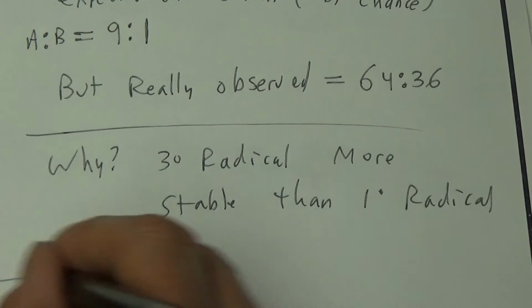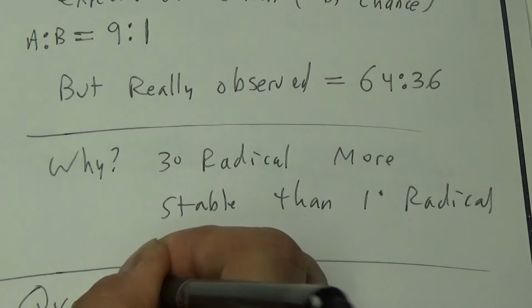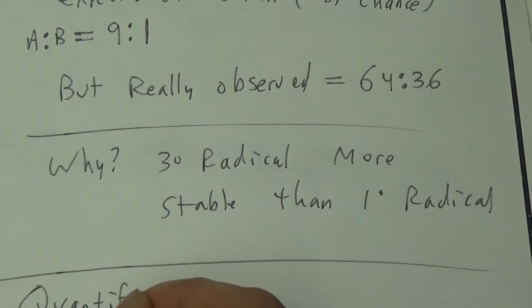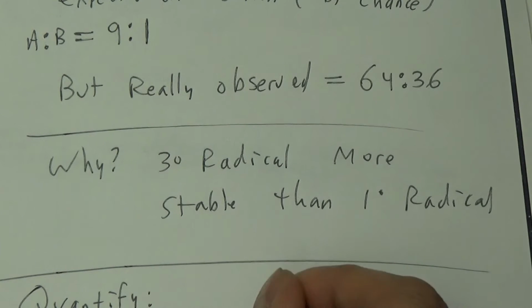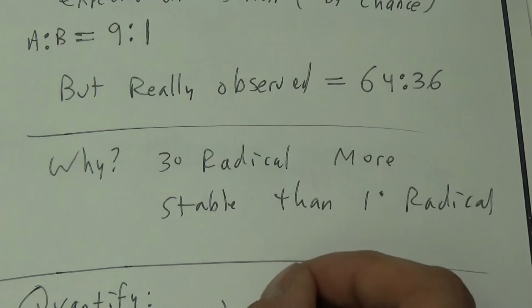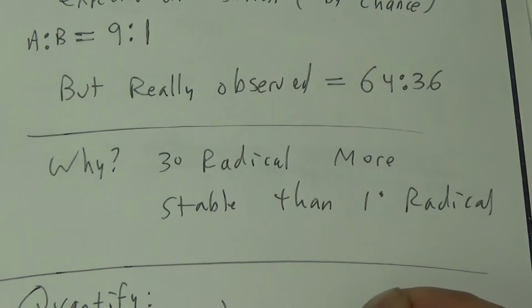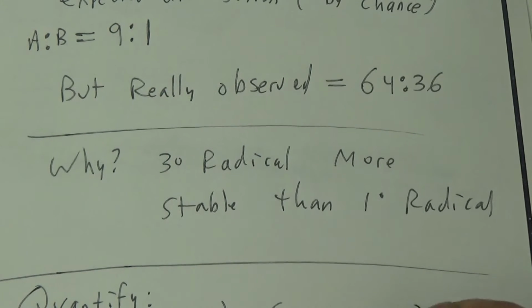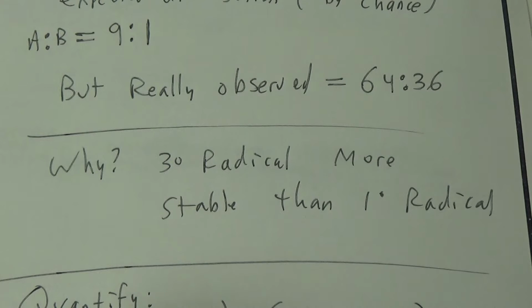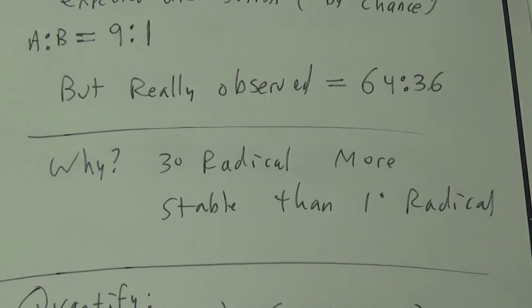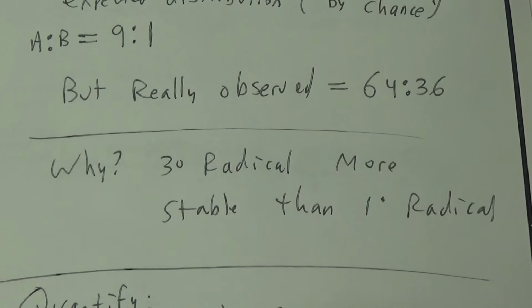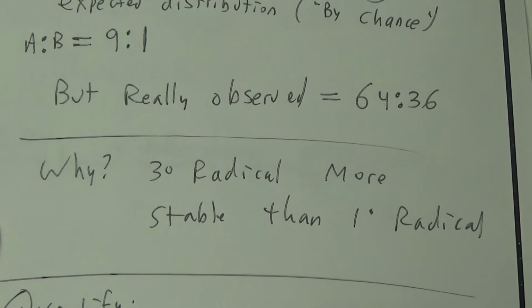All right? We do the same quantification. It's the yield of tertiary chlorination divided by the number of tertiary positions, divided by the yield of primary chlorination, and then that's divided by the number of primary positions.